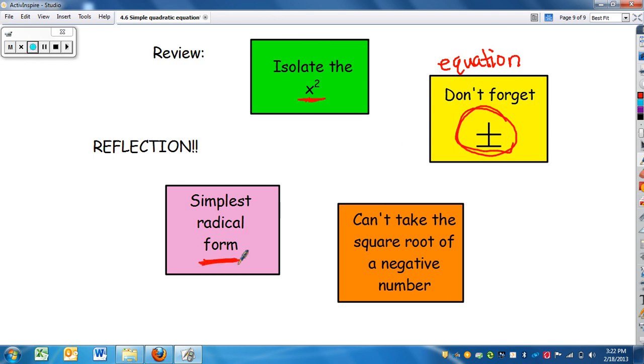Remember your rules for simplest radical form. This video is kind of a good review of the entire chapter. We didn't do any of the conjugates, which is okay. We're not going to do anything that difficult. And then you can't take a square root of a negative number. So if you have that situation, like the square root of negative 4 like we did in the example, you write no solution.